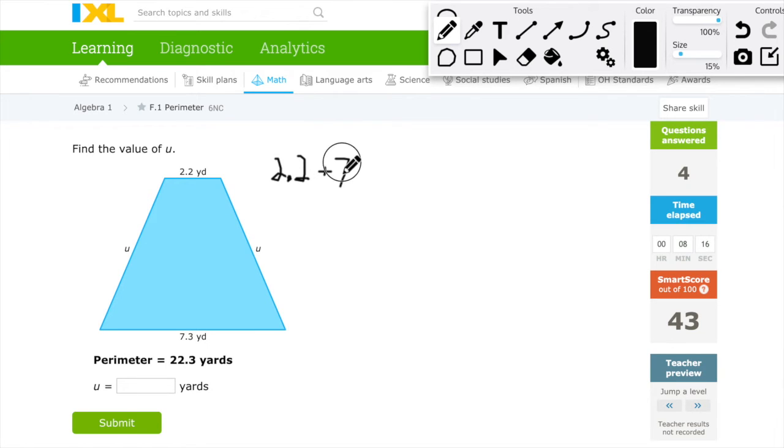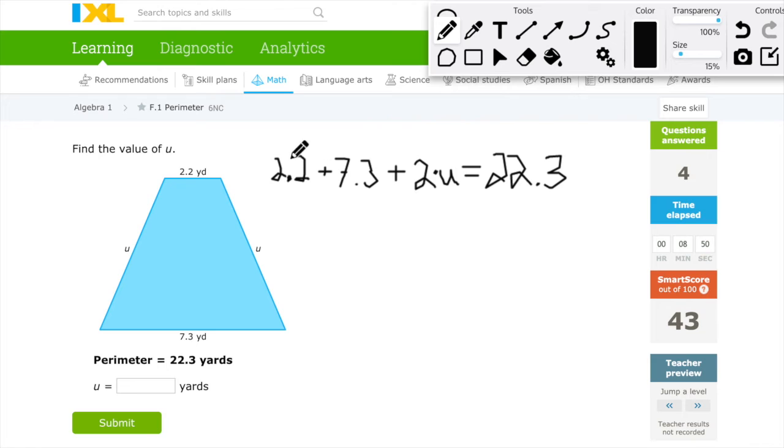2.2 plus 7.3 plus u. Well, if I have two of them, that's the same thing as saying 2 times u. And we know the whole thing equals, it tells us at the bottom there, 22.3.